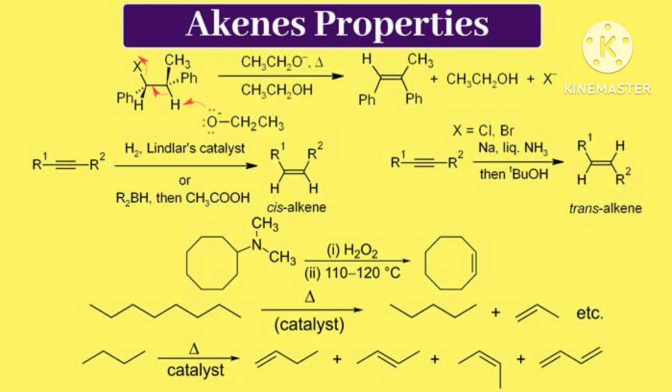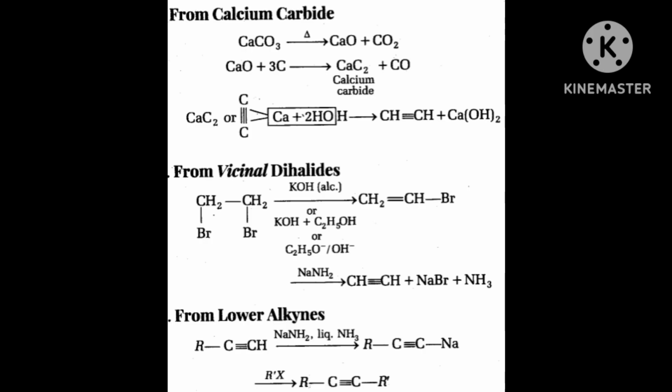That means a double bond was there, and that's why it went and attached. A double bond means unsaturation. A double or triple bond is called unsaturation. A single bond is saturated. That's why this is the test for unsaturation. This is the test for unsaturation.